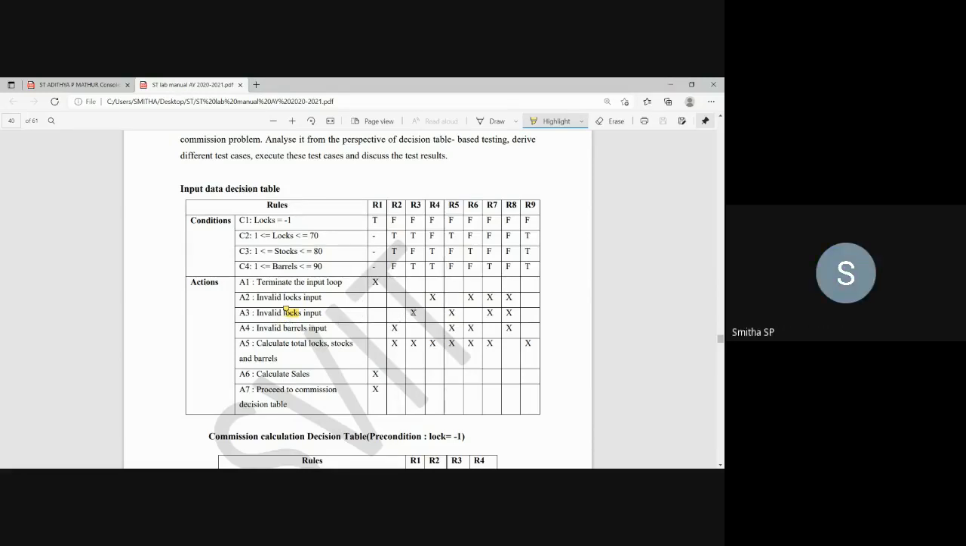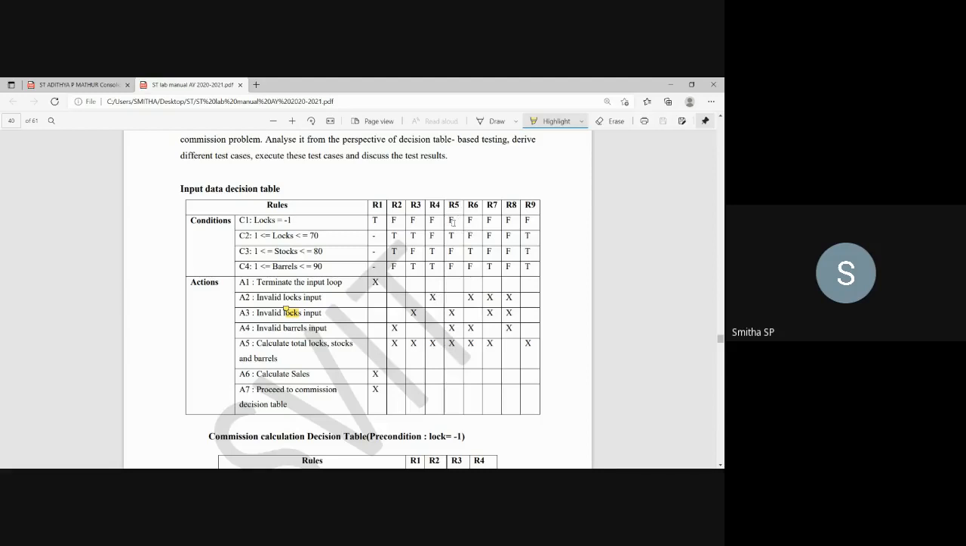Yes, ma'am. Moving to rule 4, the condition C1 is failed. Next, move to C2: the logs value is invalid here, and for stocks and barrels the conditions are true, so you have to update the total stocks and total barrels. So action 5 is marked. Then the value for the logs you entered is invalid, so the condition is false here. For that, you have to display the message invalid logs input. So action 2 is marked.